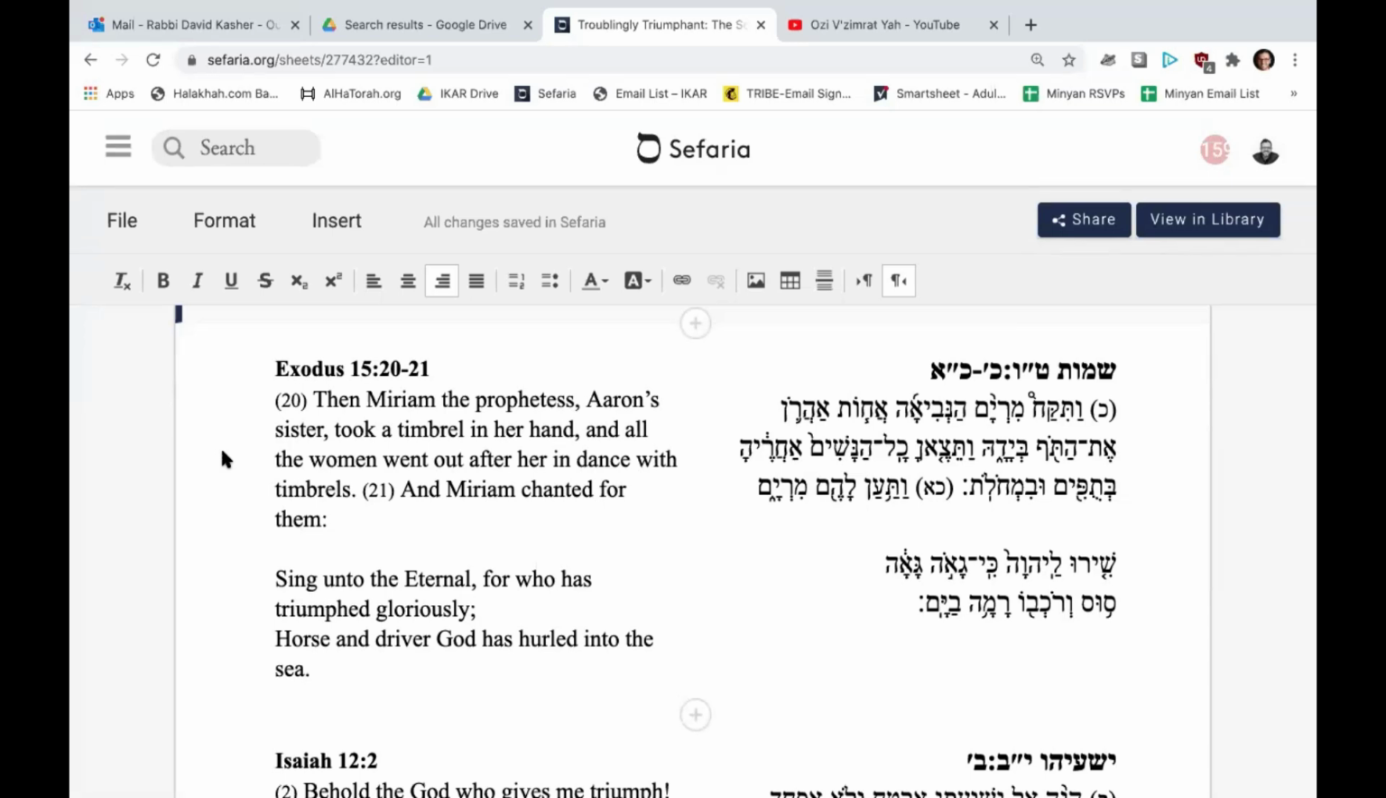Sing unto the Eternal, who has triumphed gloriously. Horse and driver God has hurled into the sea.